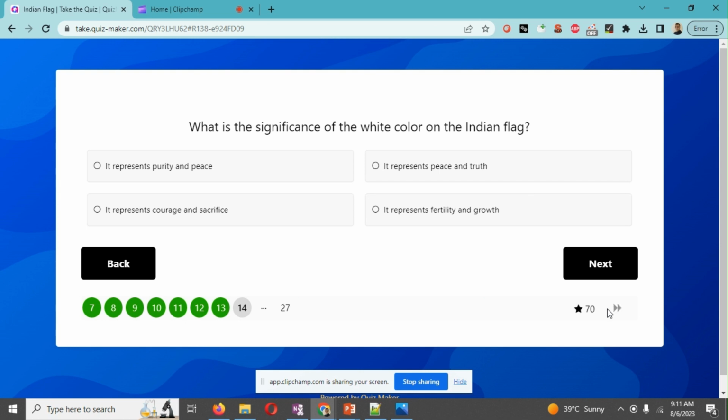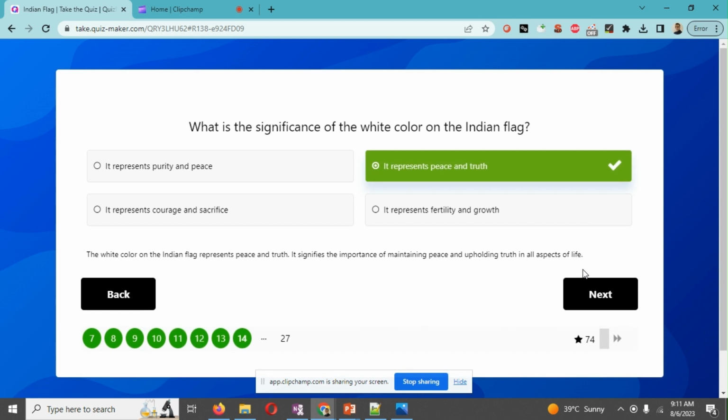What is the significance of white color? It represents peace and truth. The question is being repeated. Let's move on.